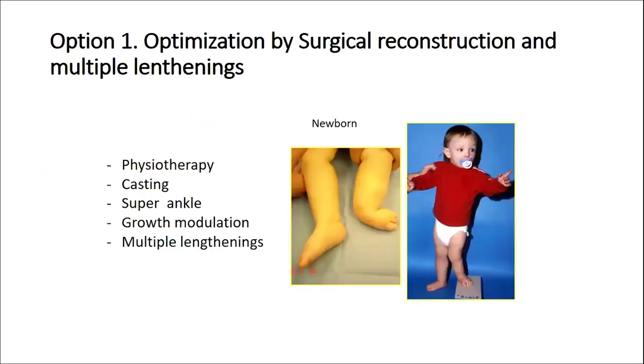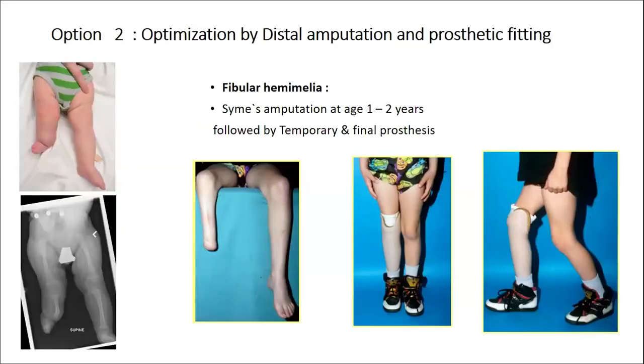The first option, well known to all of us, is surgical reconstruction with multiple lengthening. So that's the case of severe fibular hemimelia. And I think everyone agrees at that stage that yes, multiple lengthening and surgical reconstruction is probably the option number one. The second option is optimization by amputation and prosthetic fitting.